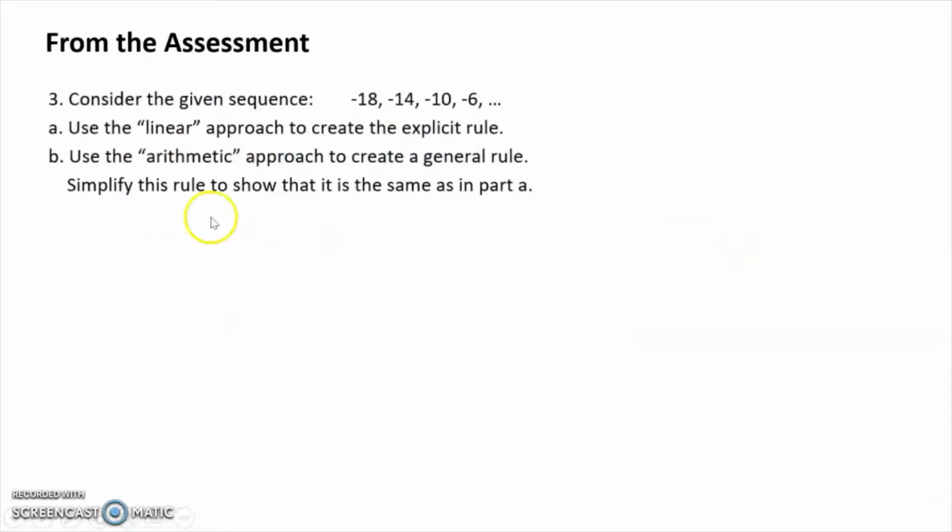All right. Here's the next one from the assessment. It says, consider the given sequence. And then it says, use the linear approach to create the explicit rule. And then use the arithmetic approach.